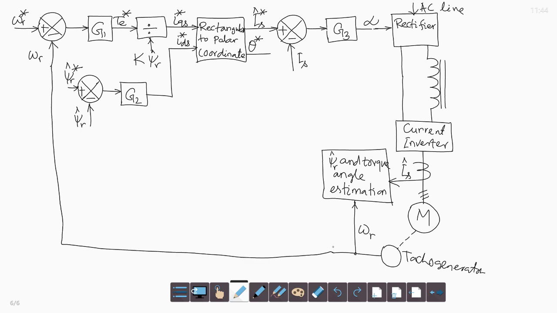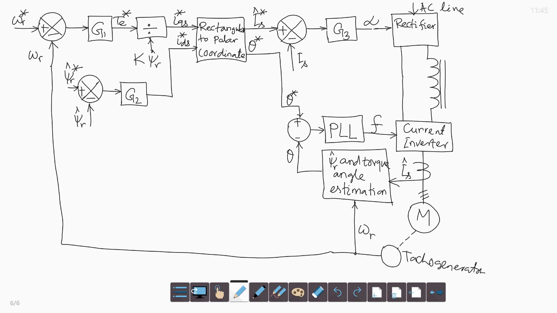Speed information omega r. So, from the torque angle estimation we get theta, and this is the theta star reference value of the torque angle. They are compared and the error goes through a controller and phase locked loop to generate the frequency for the current inverter, frequency control of the current inverter.